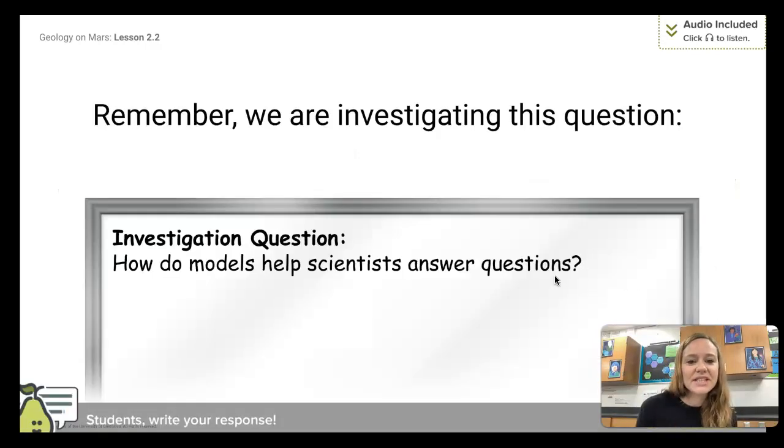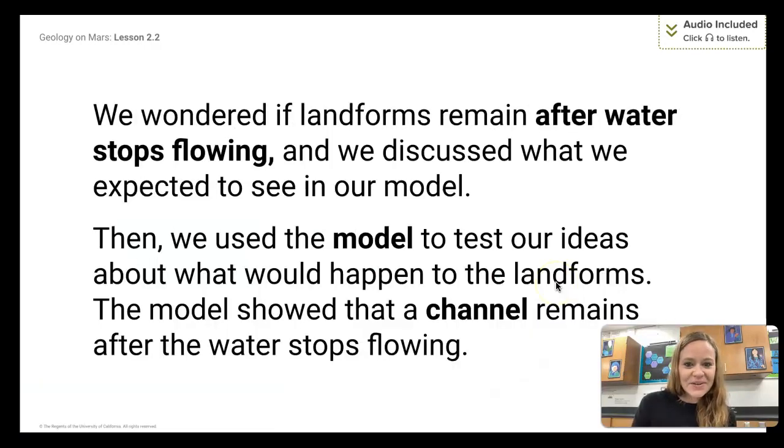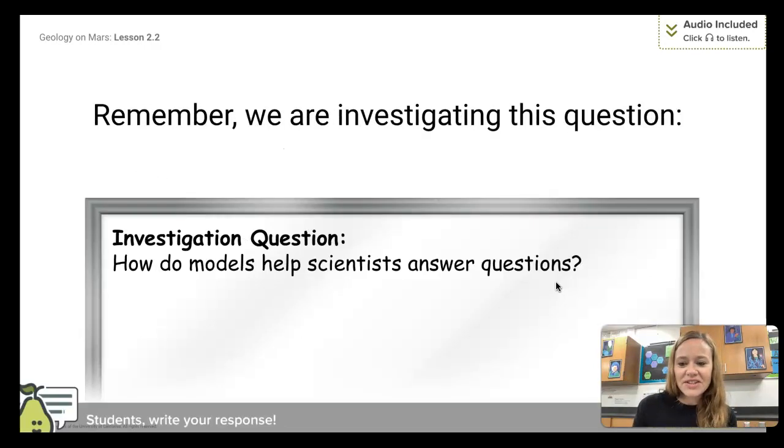Remember that we are trying to look at how models help scientists answer questions. So I really want you to use your model, think about your model, and utilize all the things that you have there. And that is our lesson. And as you get to work here, remember that you can use your models to test ideas. We're going to look for channels. And remember, hoy es un buen día para estudiar.